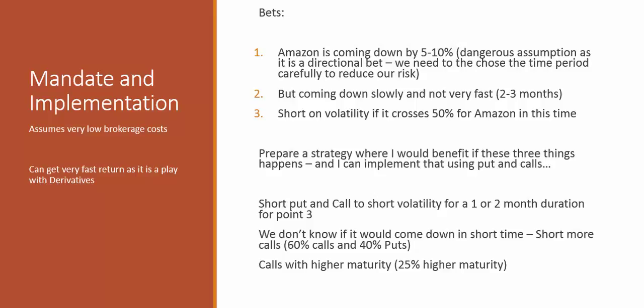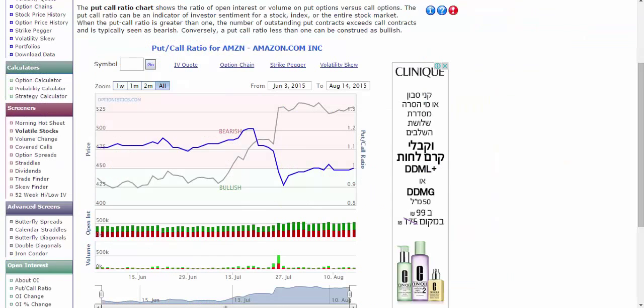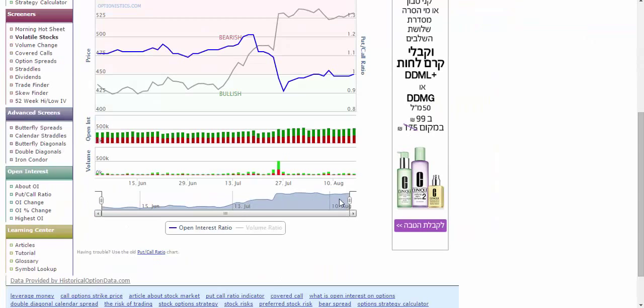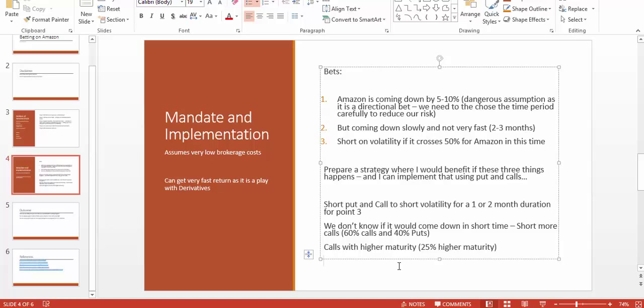So, if the volatility increases to more than 50% implied volatility, which means that option prices are higher and people are willing to pay high prices, which we also saw in the chart when we said that the volumes of options have increased. So if you see here, the option market is selling a lot of puts and calls. So I would short puts and calls, either for a month's duration or 2 months' duration.